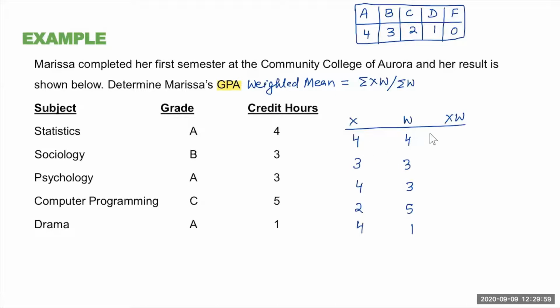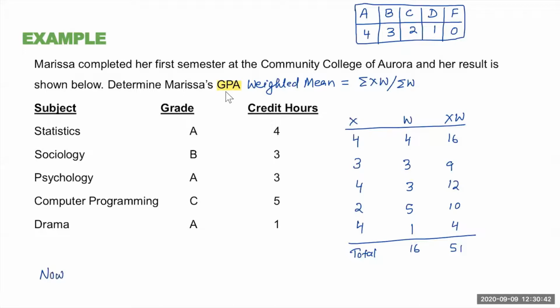So if you multiply, 4 times 4 is 16, 3 times 3 is 9, 4 times 3 is 12, 2 times 5 is 10, 4 times 1 is 4. And then we are going to add them together. So total. If you add the total number of credits here, that's equal to 16. If you add X times W, 16 plus 9 plus 12 plus 10 plus 4, that is 51. So once everything is ready, now we can use this formula to find her GPA.